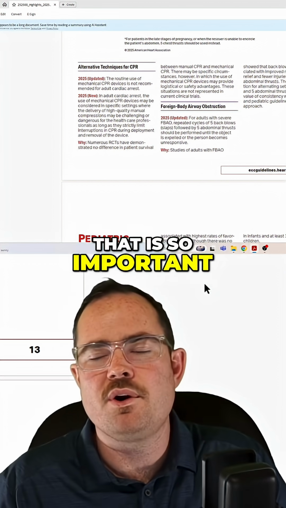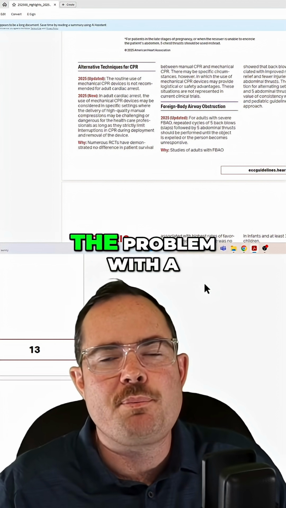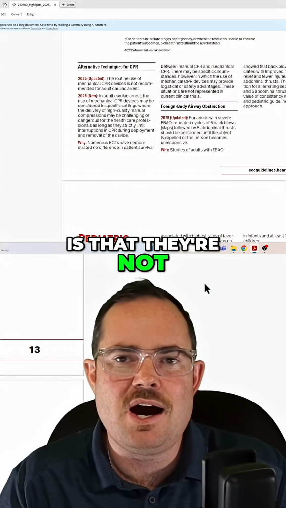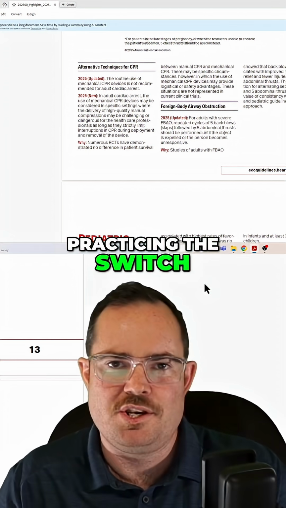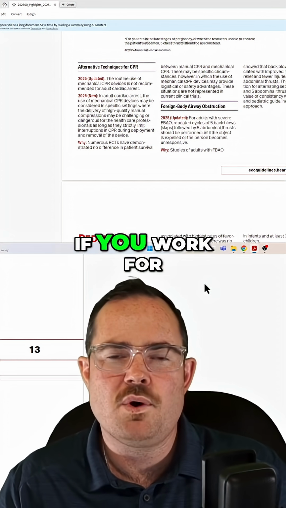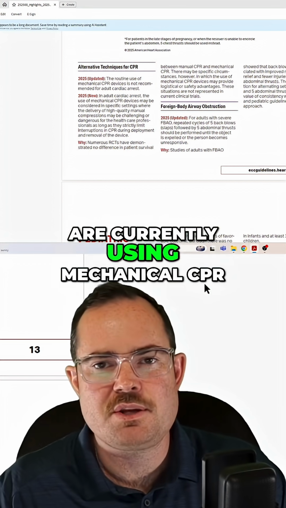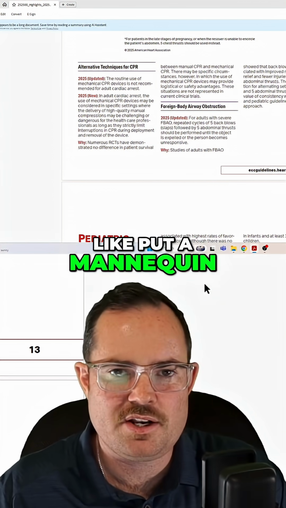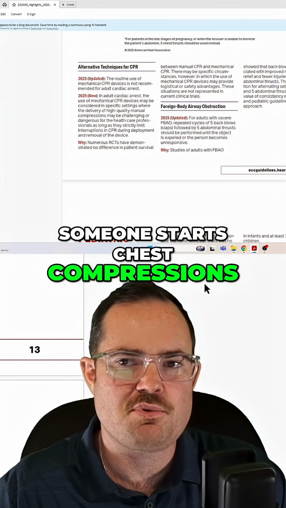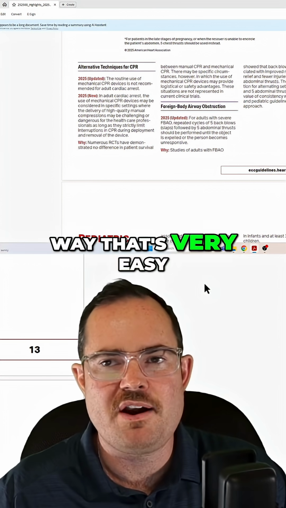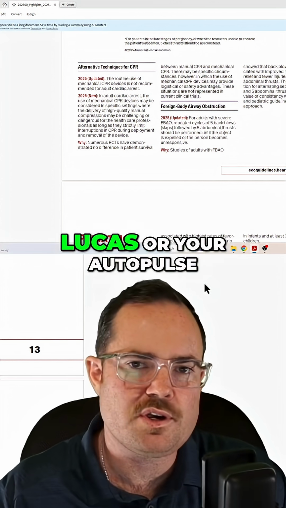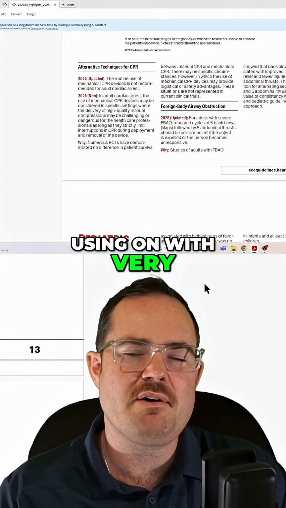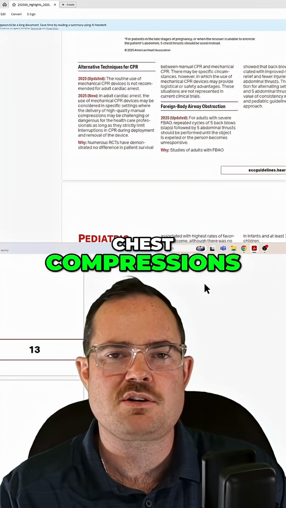That is so important. And I think that the problem with a lot of people who are using mechanical CPR is that they're not practicing the switch. Okay, if you work for an agency and you are currently using mechanical CPR, you guys should practice switching, like put a mannequin on the ground, someone starts chest compressions, and figure out a way that's very easy to put either your Lucas or your AutoPulse or whatever device you're using on with very limited interruptions to those chest compressions.